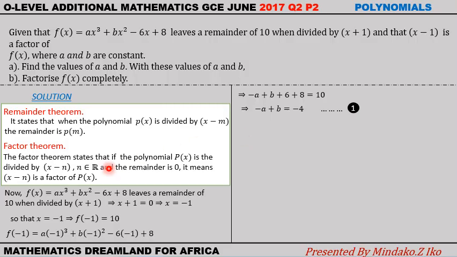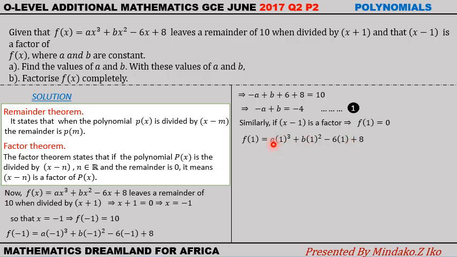Now the question reads that x minus 1 is a factor of f of x. It means that if I equate x minus 1 equal to 0, my x will be 1, and if I substitute the 1, f of 1 will be 0. Similarly, if x minus 1 is a factor, it implies that f of 1 equals 0. But what is my f of 1? It means I will substitute 1 wherever I find x.